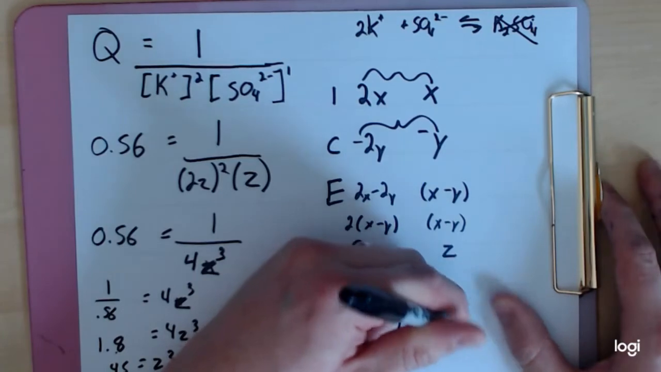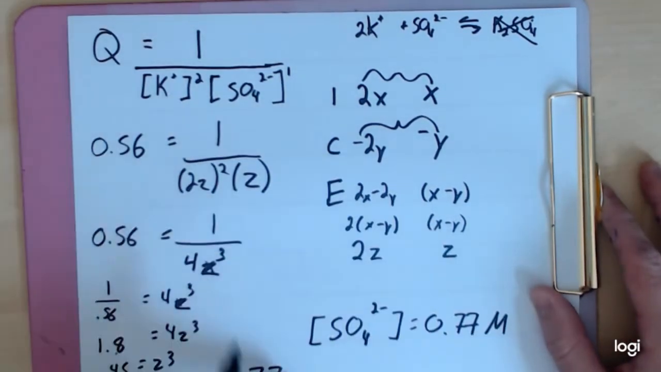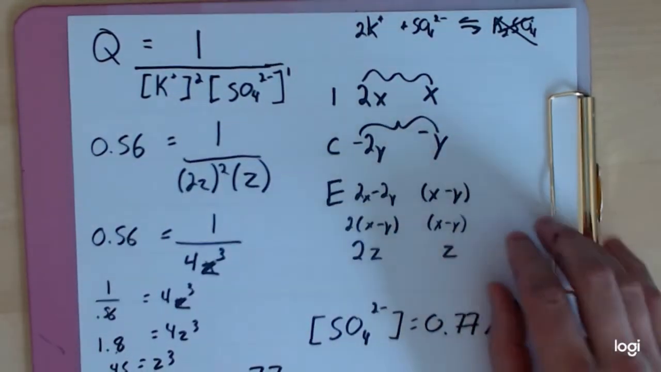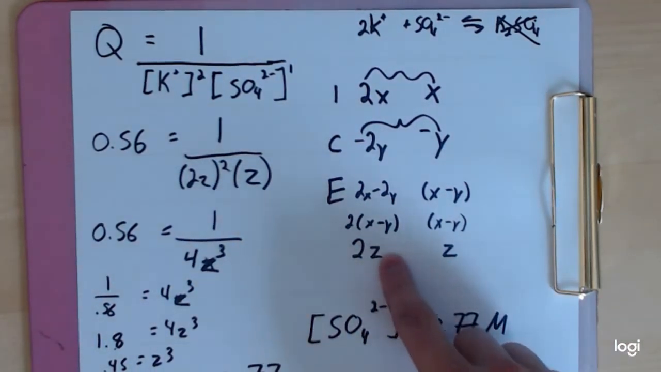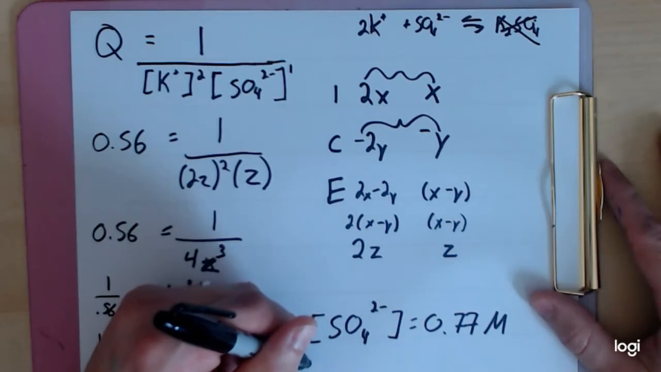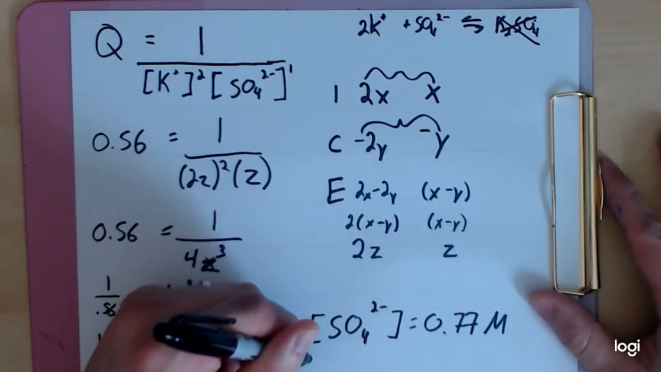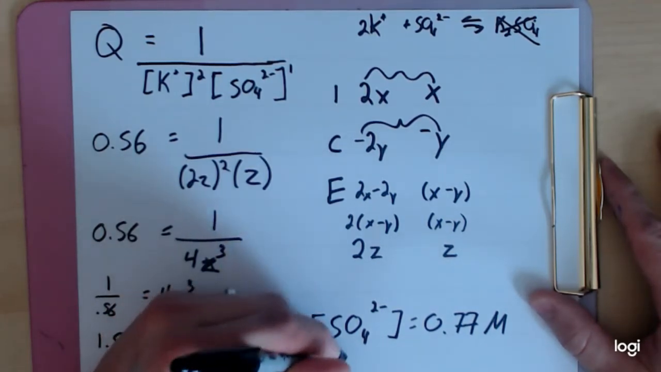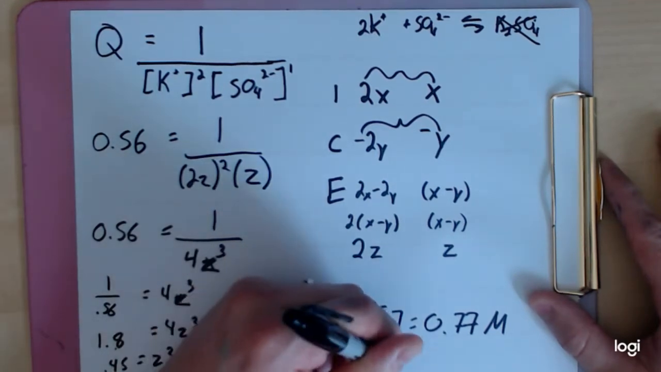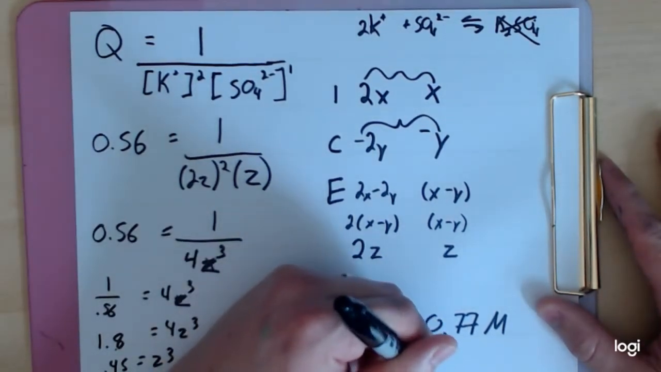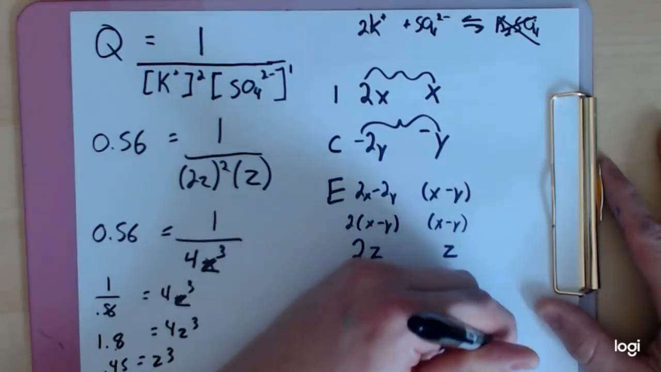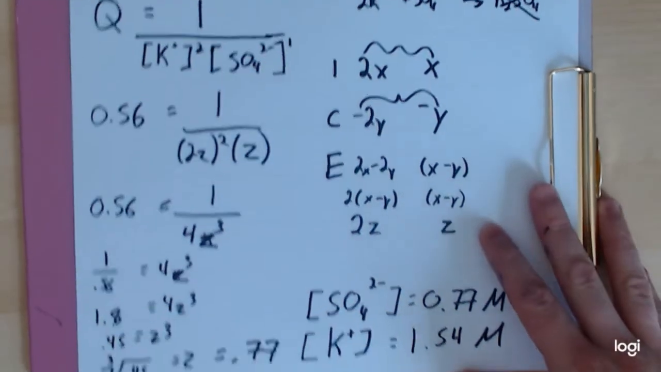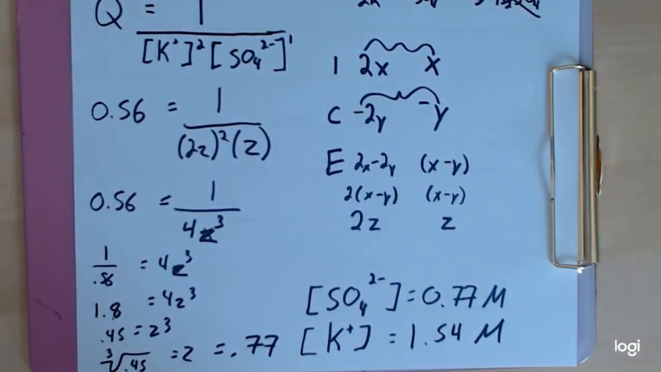equals 0.77 molar. Now, if I had asked you to calculate the equilibrium concentration of potassium, you would just plug in this z to this expression 2z, and you would arrive at the concentration of potassium in equilibrium is equal to 1.54 molar. That's about the level of math that I can handle doing on the fly.